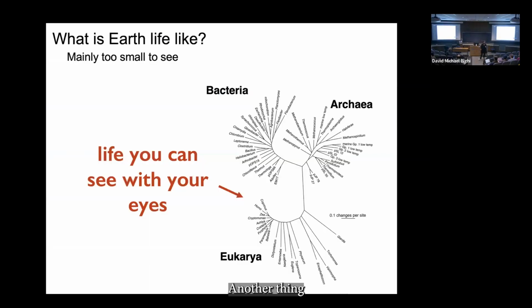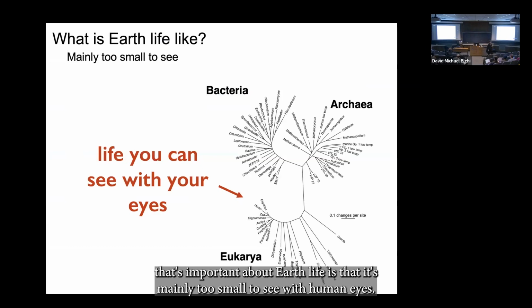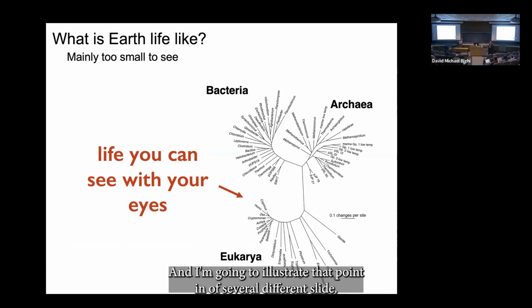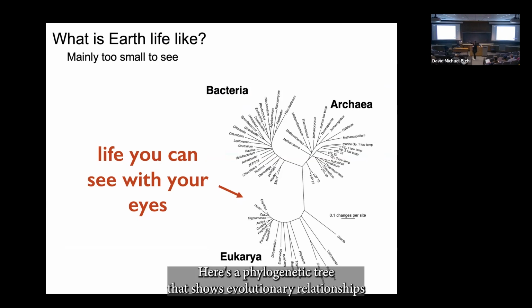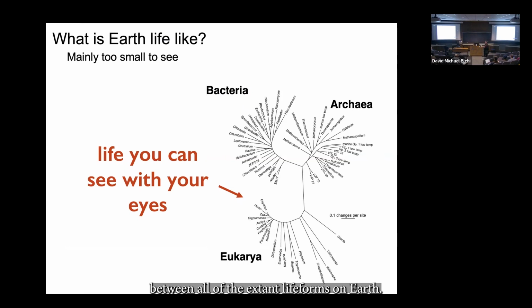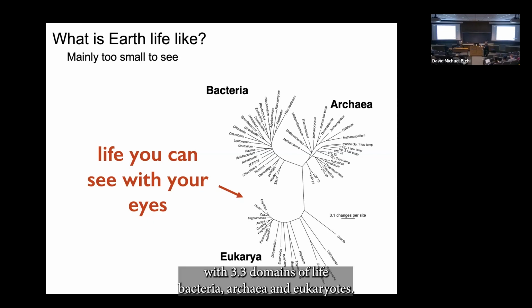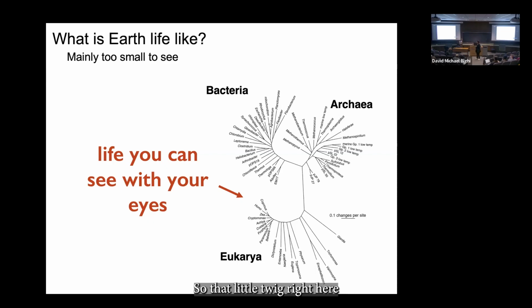Okay. Another thing that's important about Earth life is that it's mainly too small to see with human eyes, and I'm going to illustrate that point in several different slides. Here's a phylogenetic tree that shows evolutionary relationships between all of the extant life forms on Earth. It's very simplified. This is a 1980s view with three domains of life: bacteria, archaea, and eukaryotes.